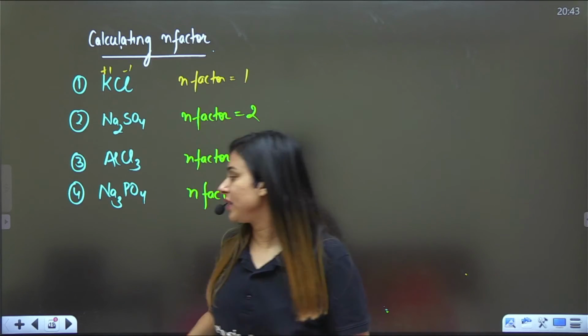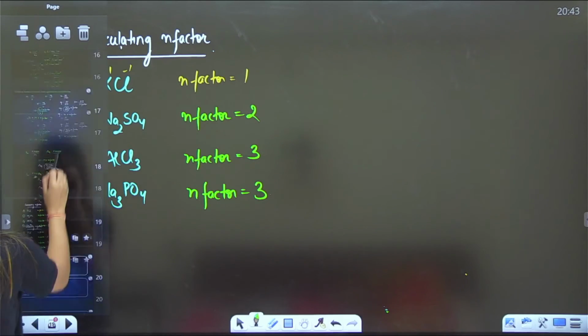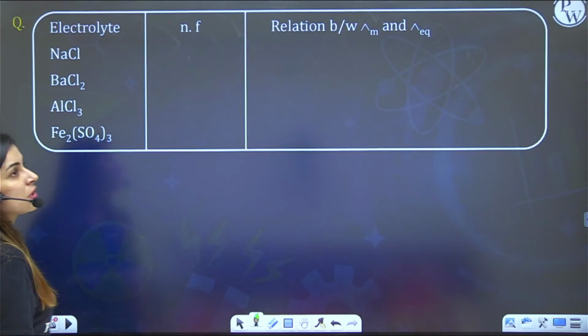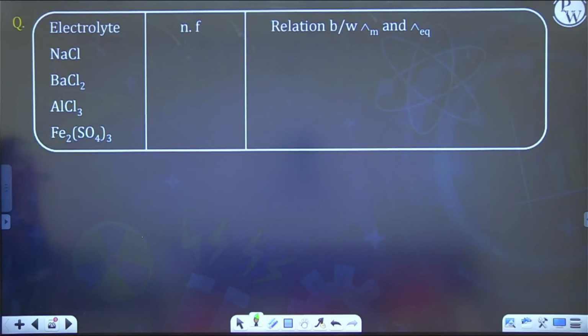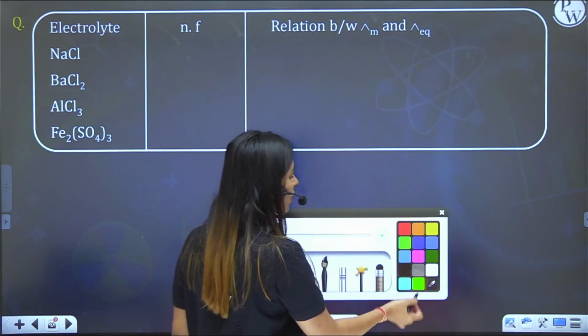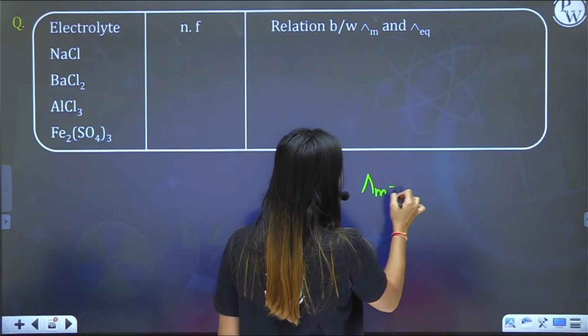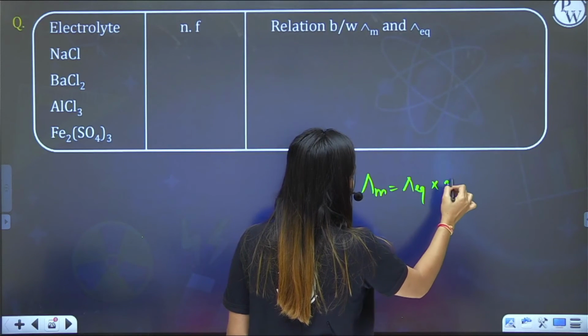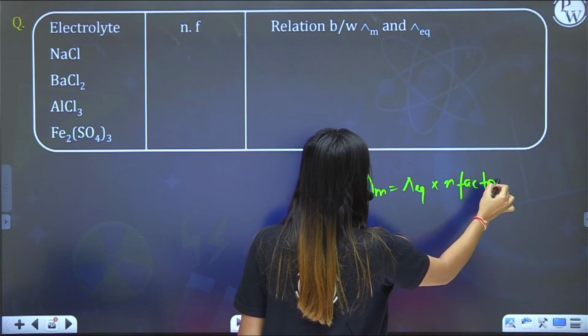Okay, so now let's solve a few questions. So here is a question for you. You have to try this question yourself. Try the question, my dear students. You have the electrolyte, you have to give the n factor, and then you'll have to give the relationship between the molar conductivity and the equivalent conductivity. We know that molar conductivity is equal to the equivalent conductivity into the n factor. Just use this expression I am giving you again.